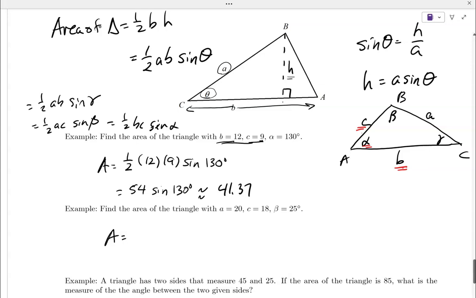So in this one, what would we have? Is beta in between A and C? Are we good for that? Okay, so we can just plug it in again. You'd have 1/2 times 20 times 18 times sine of 25. Yep. And that gives us what? About? Okay. Yep. Happy with that?